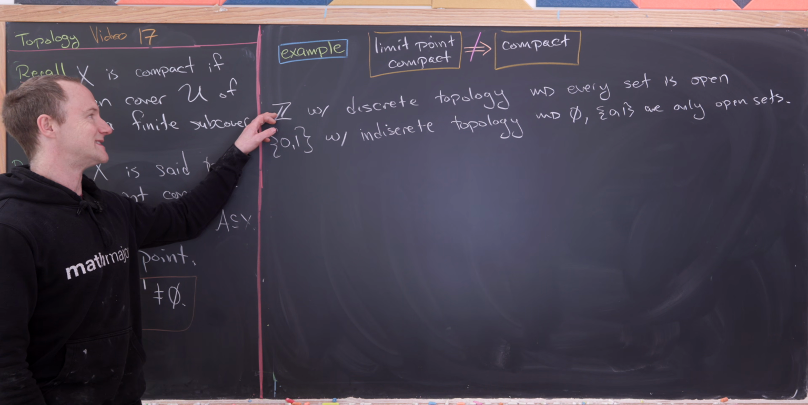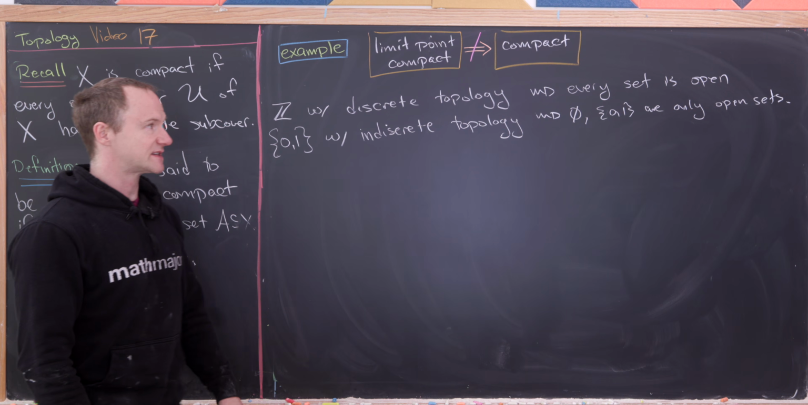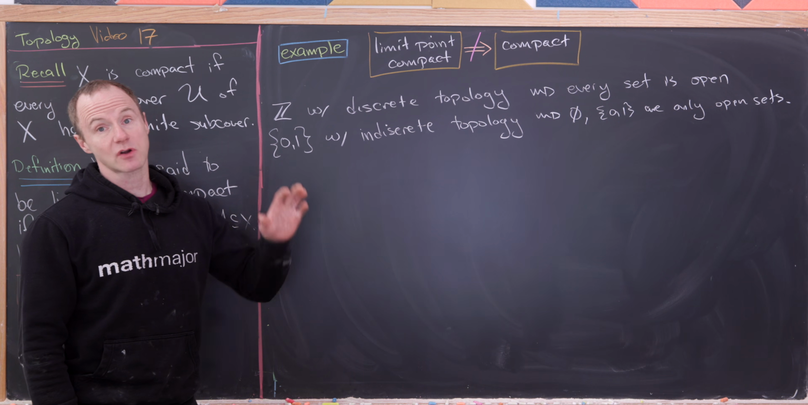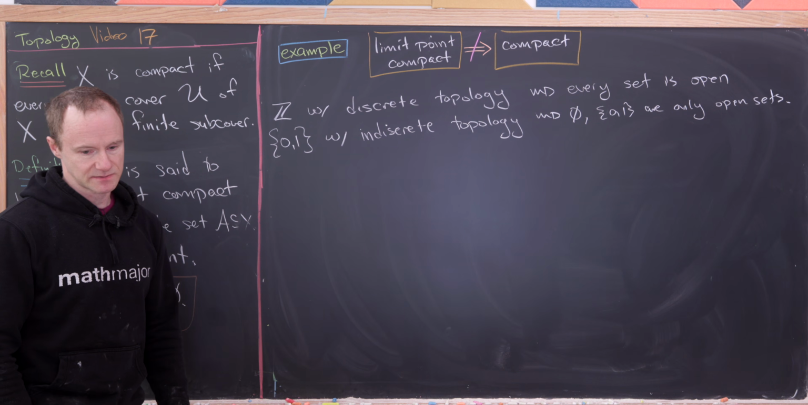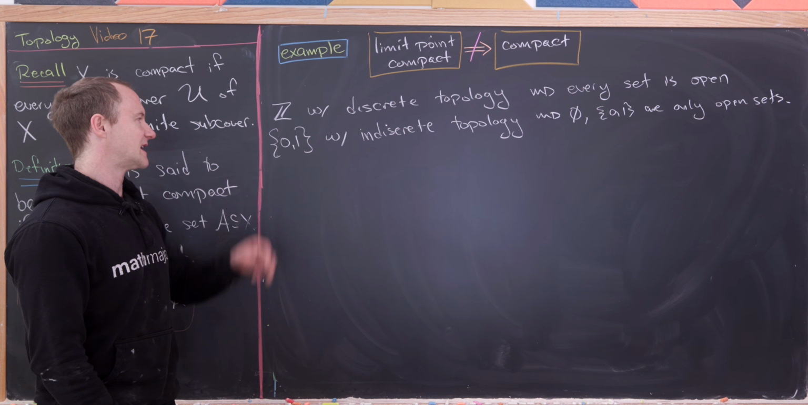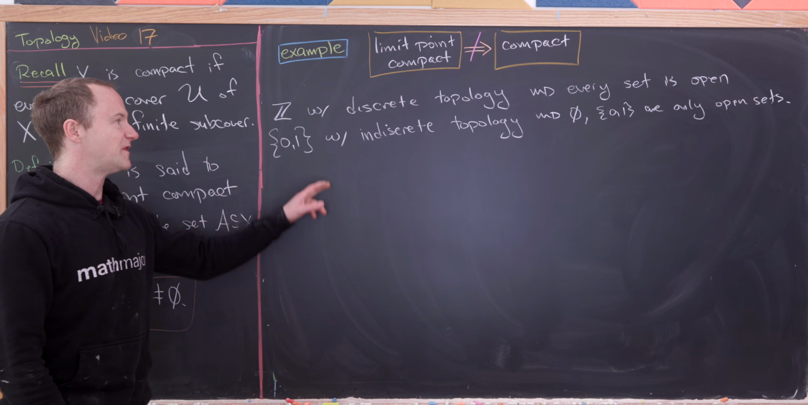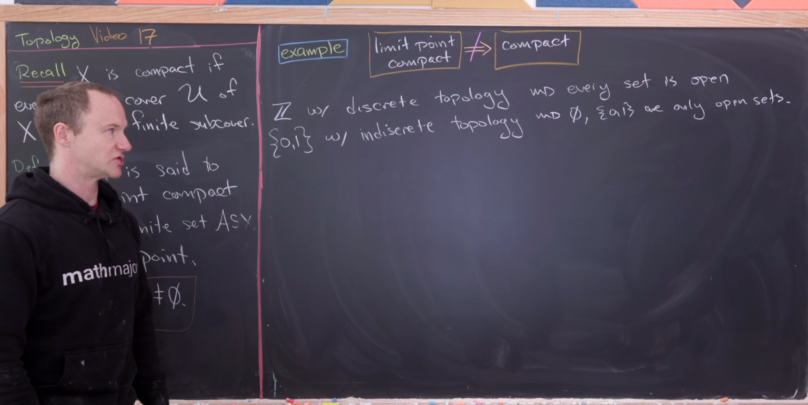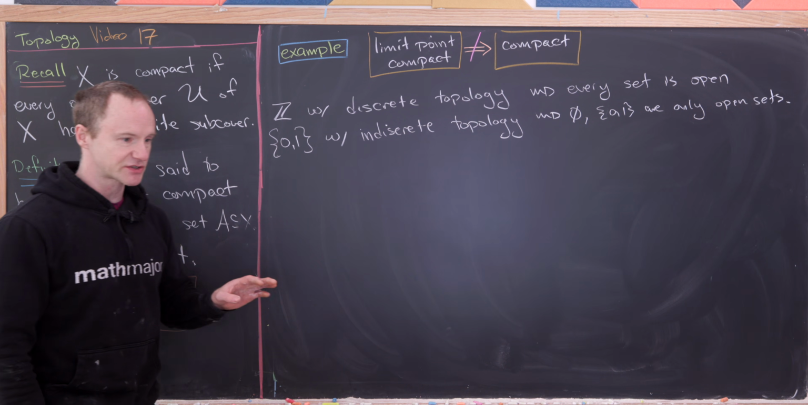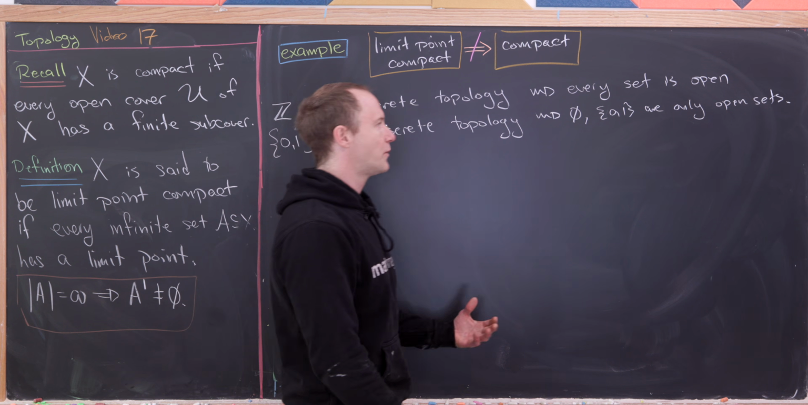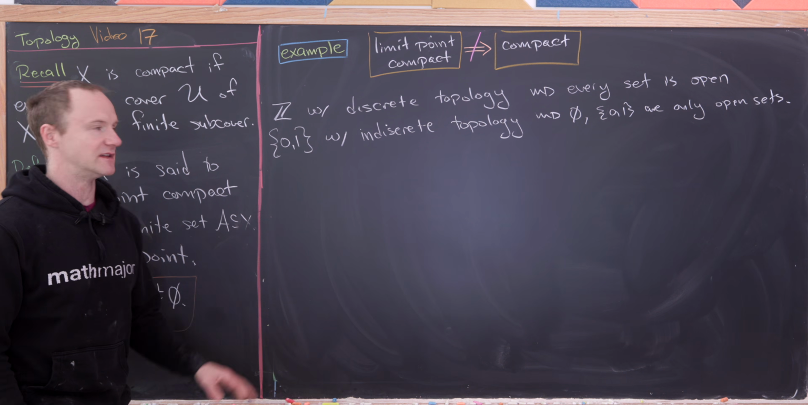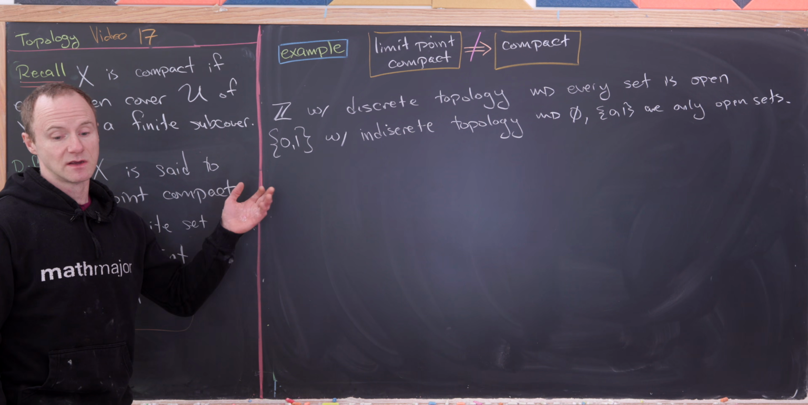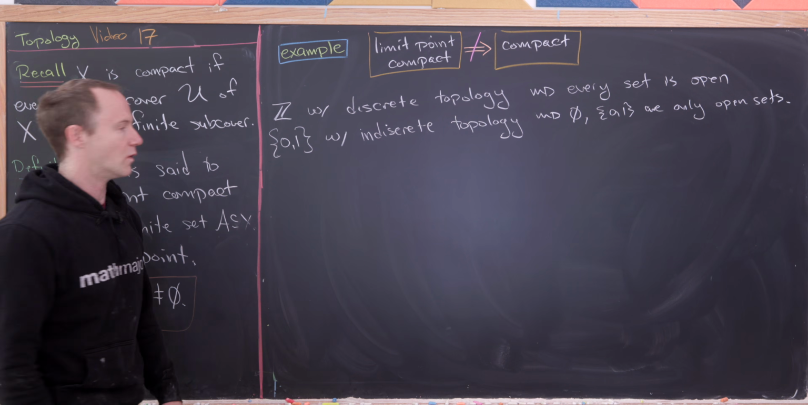We're going to take Z with the discrete topology. So let's recall in the discrete topology, every set is an open set. And we're going to take the set containing 0 and 1 with the indiscrete topology. Let's recall in the indiscrete topology, the only open sets are the empty set and the entire space. In this case, the space is simply this doubleton 0, 1.